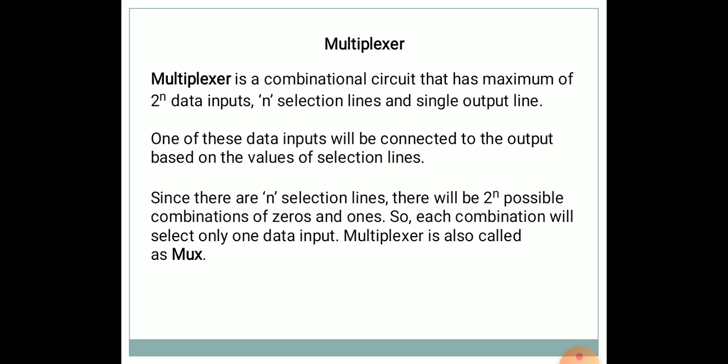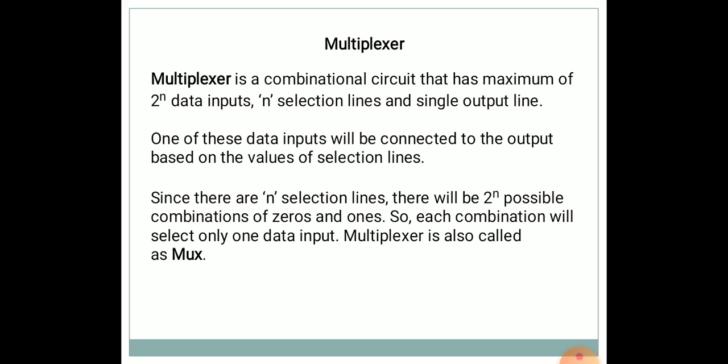Multiplexer, the word itself means many into one. Many inputs into one output. It allows one or more low speed analog or digital input signals to be selected, combined and transmitted at a higher speed on a single shared medium. A multiplexer is a circuit used to select and route any one of the several input signals to a single output.